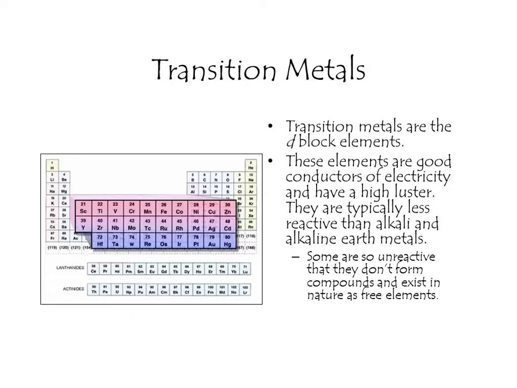Then we have the transition metals. The transition metals exist in the D block. So these are all in the D block, and they are good conductors of electricity and are very lustrous. They are less reactive than alkali and alkaline earth metals. They don't form compounds and typically exist as free elements in nature, so that's why we have gold, silver, zinc, copper on their own.